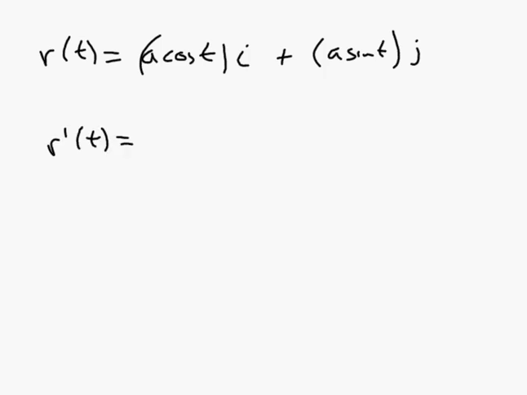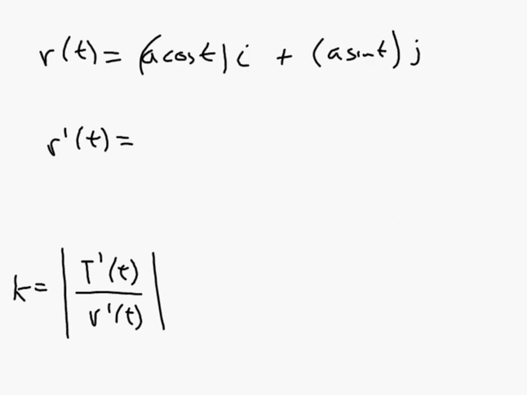All right, so r prime of t, we know we're going to need that. Remember, we're trying to build this formula: kappa equals the norm of T prime of t over the norm of r prime of t. So we're trying to build that formula. So keep that question in mind too. Do we expect this answer to vary or be constant? Okay, so let's find these things. Well, the derivative of this is going to be negative a sine t, comma a cosine t.